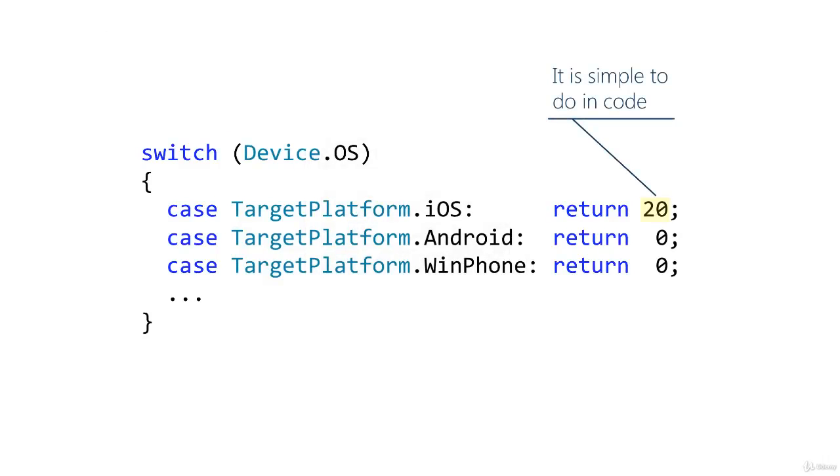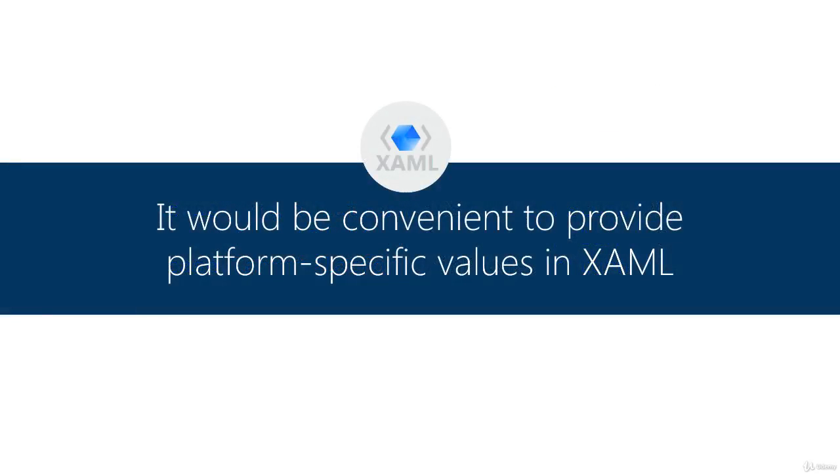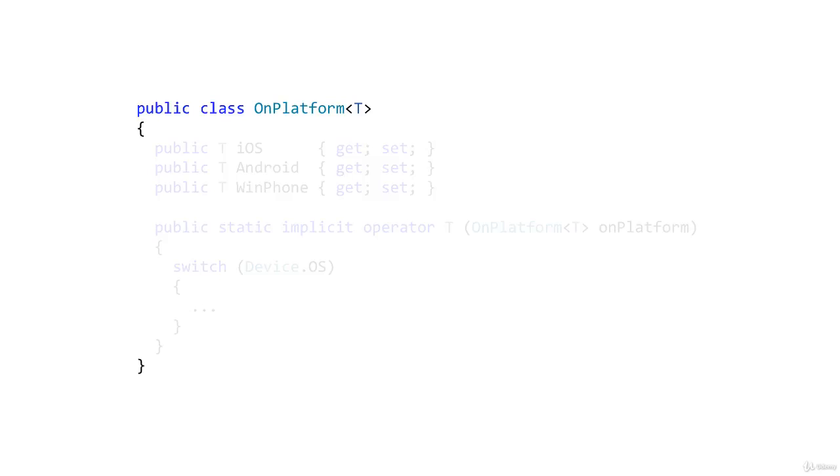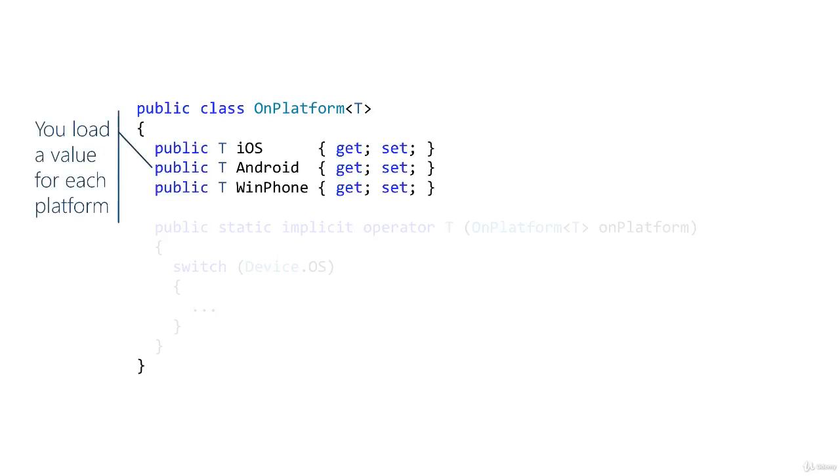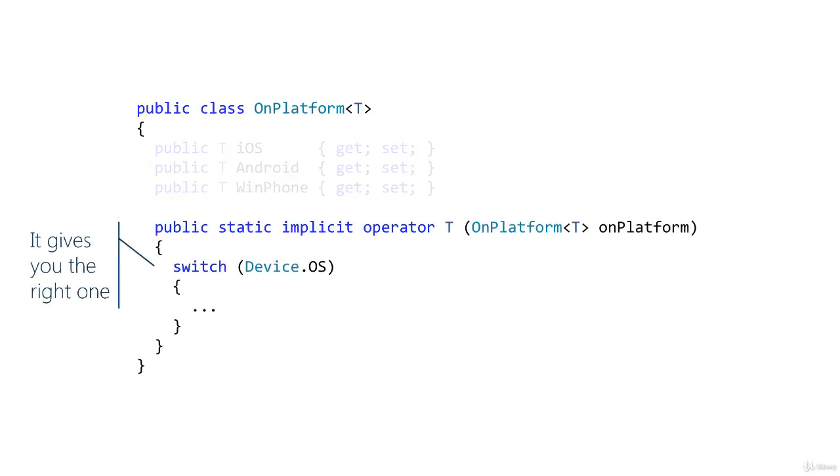If we were doing this from code, it would be easy. We could just look at the operating system at runtime and return the appropriate value. But our goal is to do it from XAML rather than from code. This is a UI-specific value, and arguably it's more appropriate, more convenient to do it from XAML rather than code behind. Xamarin Forms has a nice utility class to make this easy. It's called onPlatform. You give 3 different values, and then at runtime, it does that switch statement for you. It's just a type converter that returns the appropriate value for the runtime platform.